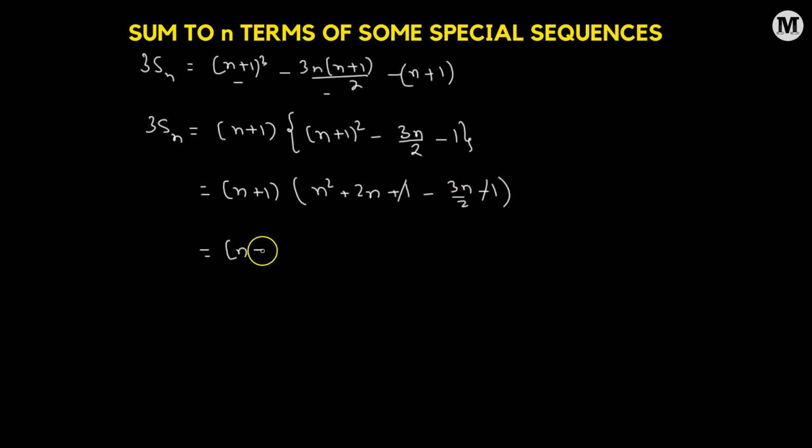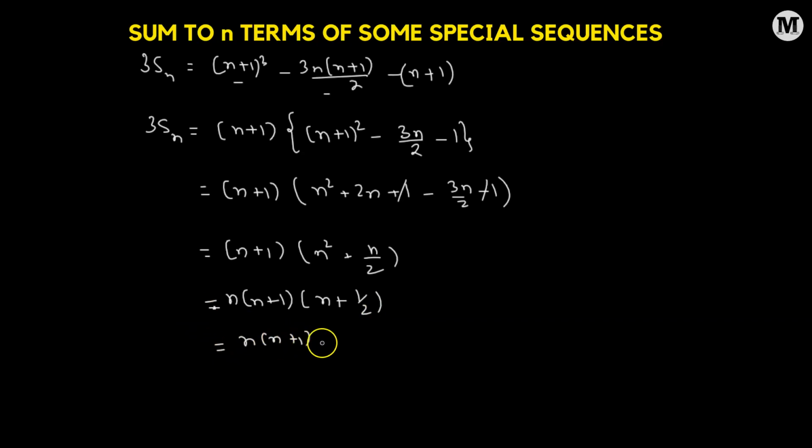That will be equal to n plus 1 multiplied to, so here we have n squared and then we have 2n minus 3n over 2. So that's going to give us positive n over 2. Okay, so we have n plus 1. Now from n squared plus n over 2 we can pull out n. So we have n times n plus 1 multiplied to n plus 1 half.